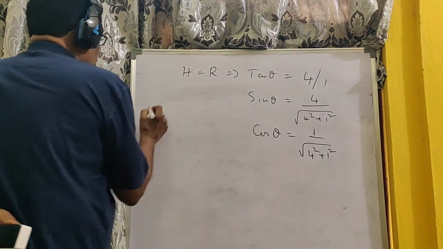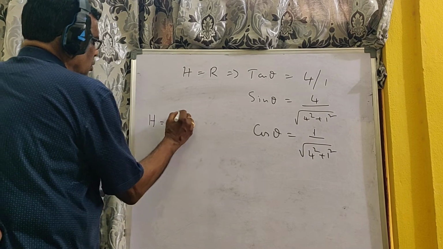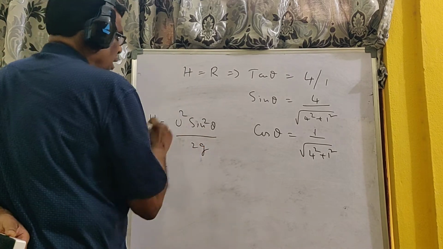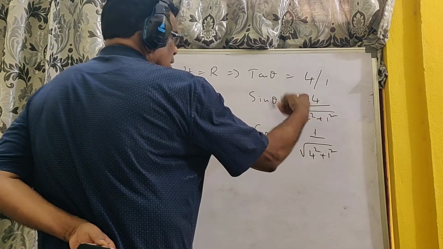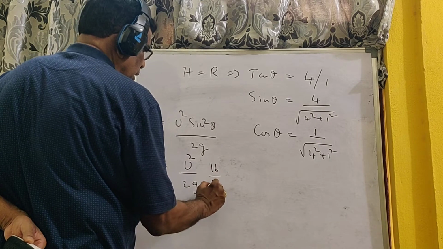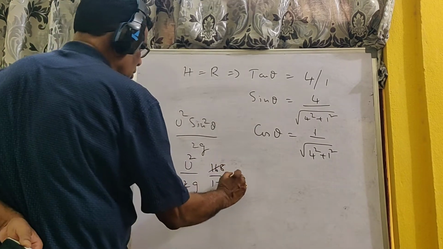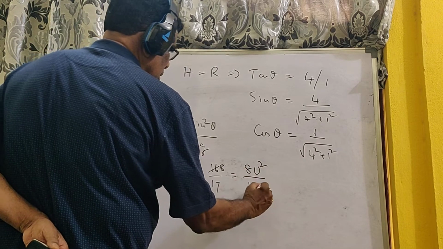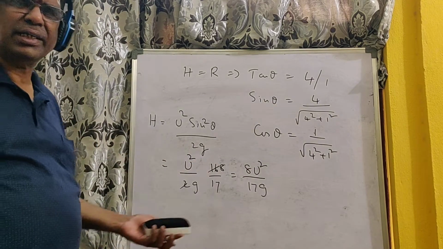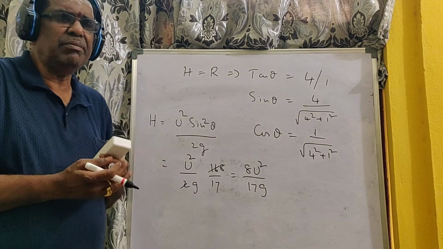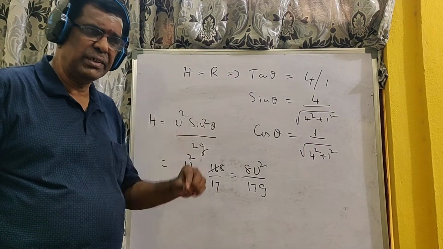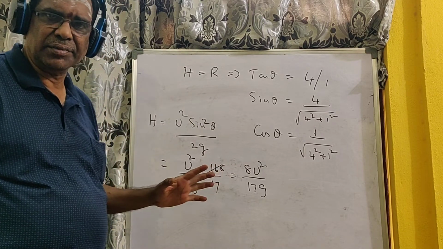Now they may ask, suppose I want to write H is equal to u square sin square theta by 2g. Now what is sin theta? Sin square theta, u square by 2g, 16 by 17. So what do you get? They may ask like this, and whether it is H or R, you substitute and you are good. They may give you problems of this nature, which are not very difficult to follow because they are based on these simple formulations.